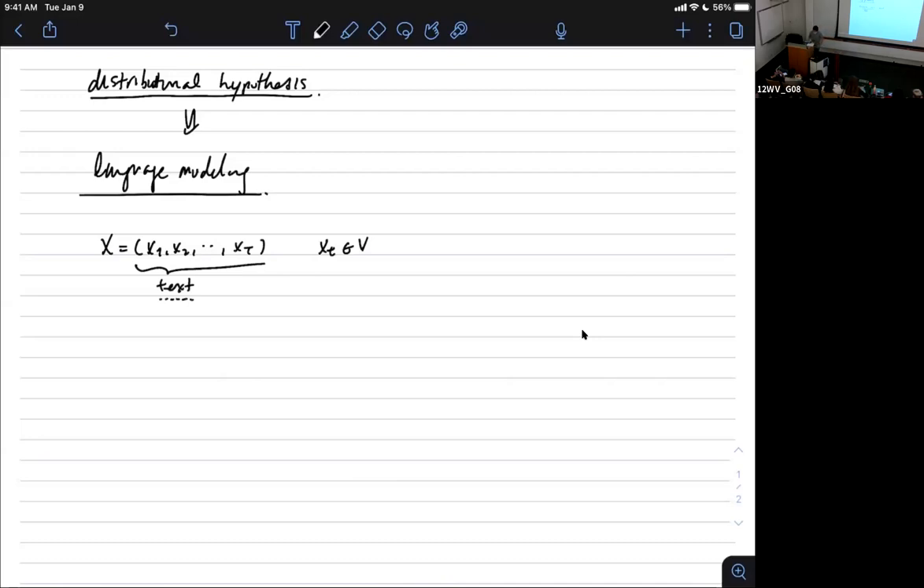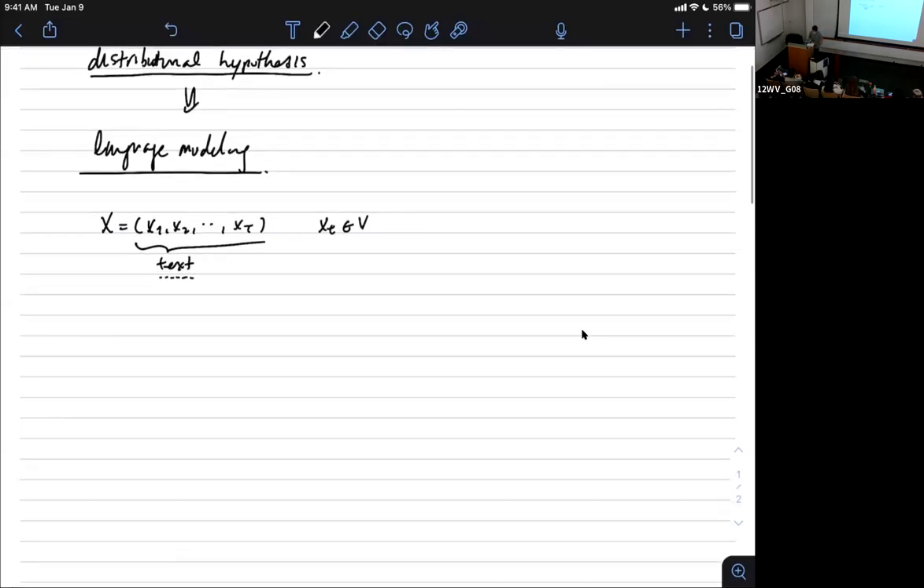Now, given that, what we are going to refer to as language modeling is to figure out the probability of any given text. So given somebody gave you a text, a reasonable language model should return how probable or likely that text X is. So that's a language model. Pretty straightforward.